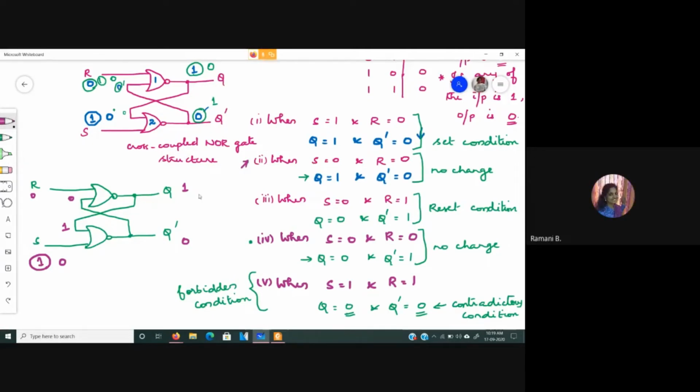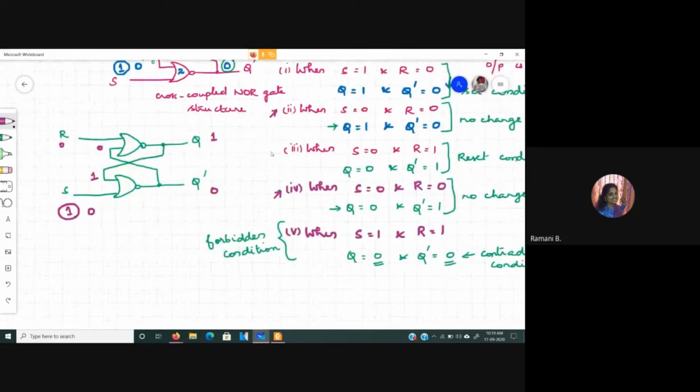Okay. The same happens with respect to this condition also, the fourth condition also. Maybe we shall see that also.